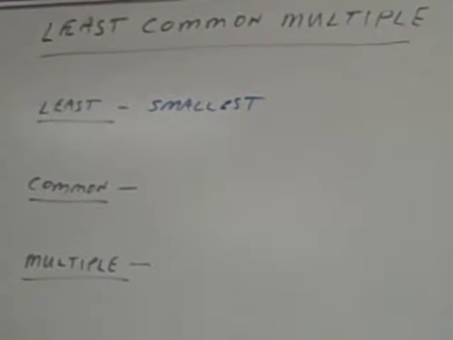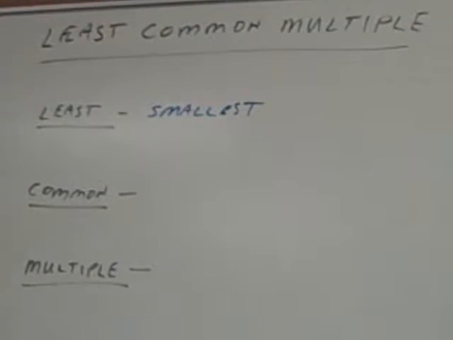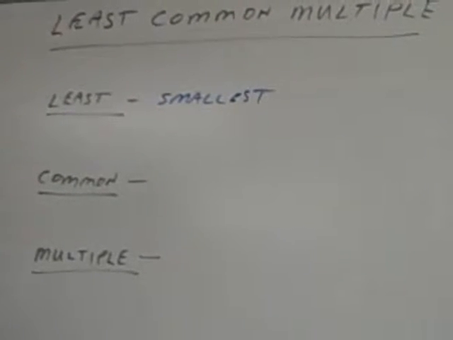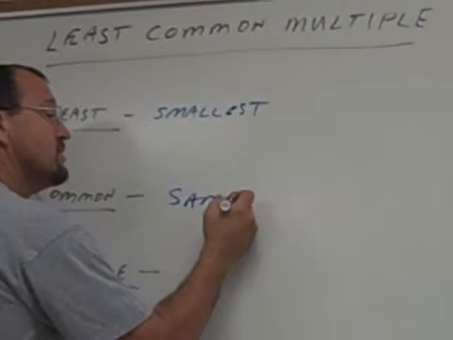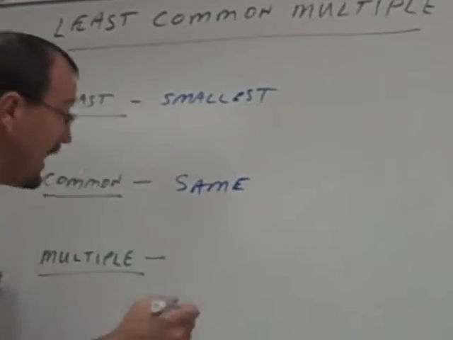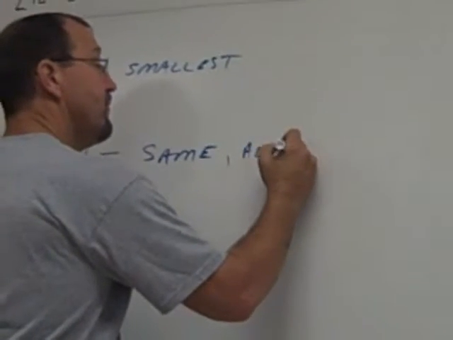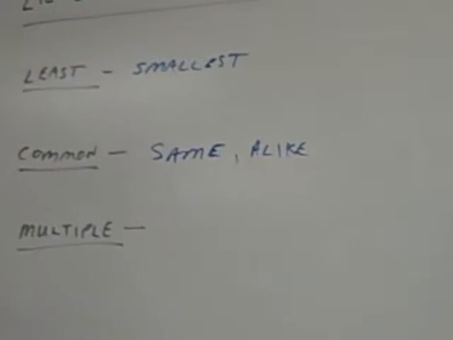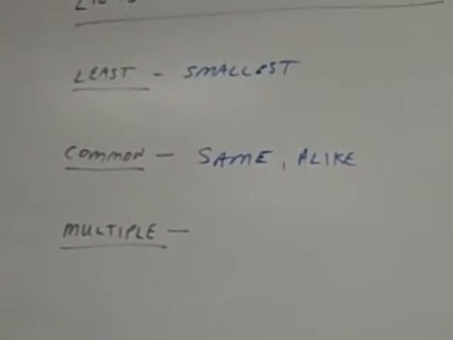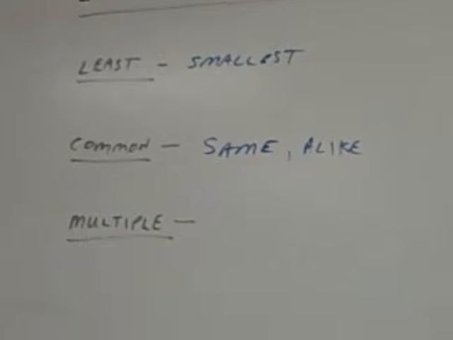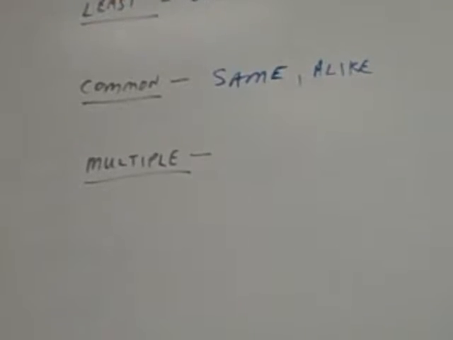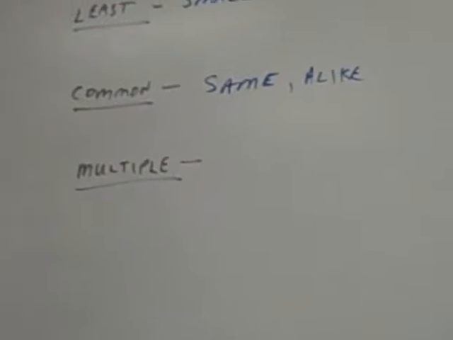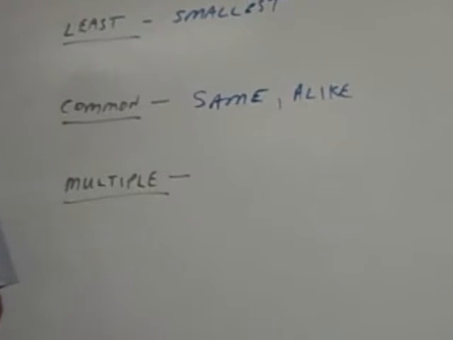Smallest. Common. Most frequent? Not most frequent. Same. What else did we put last week? Alike. Now that is the same as last week's greatest common factor, because we're looking for numbers that are the same in both instances. One of them is the biggest, another one is the smallest.